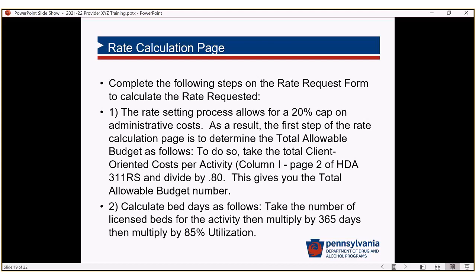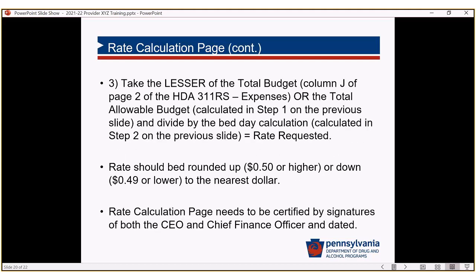Next, you're going to go down and figure out your bed days. You'll calculate your bed days by taking the licensed bed days for the activity, multiplying it by 365, and then multiplying that by an 85% utilization rate. That gives you your calculated bed days.